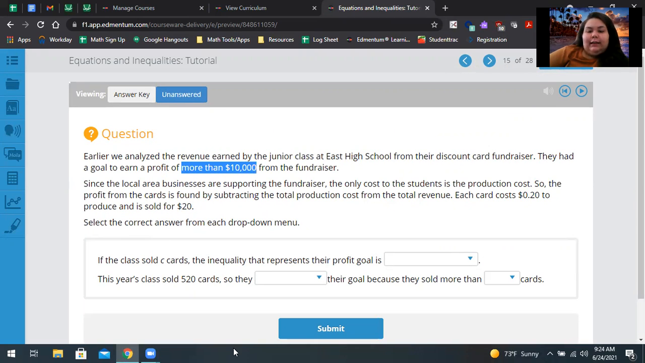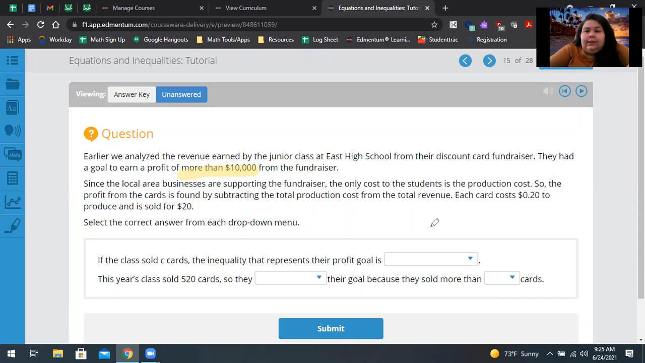As I read along, I like to highlight or pinpoint some important information, especially in any kind of word problem. It's always best to either underline or highlight the key information that we need, that is included in our overall problem. Since the local area businesses are supporting the fundraiser, the only cost to the students is a production cost. So the profit from the cards is found by subtracting the total production cost from the total revenue. When you think of revenue, it is how much money you are making by selling these cards only, and then you're going to subtract the cost.